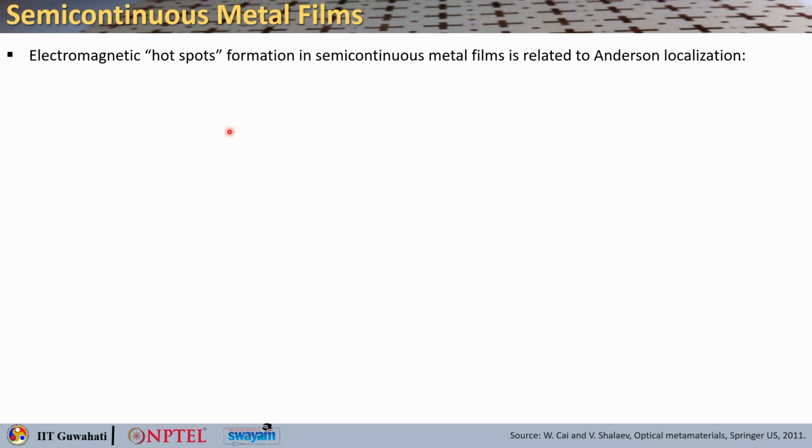And we also mentioned hotspot formation. So hotspots are the points where strong local field concentration takes place. So this electromagnetic hotspot formation happens in semi-continuous metallic films, and it can be related to Anderson localization.